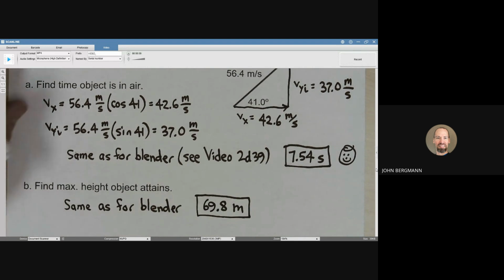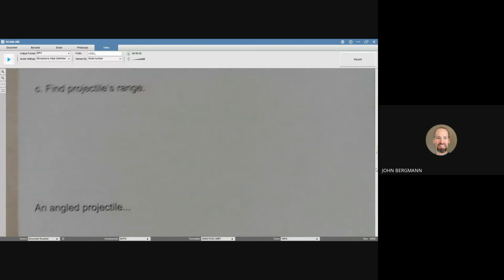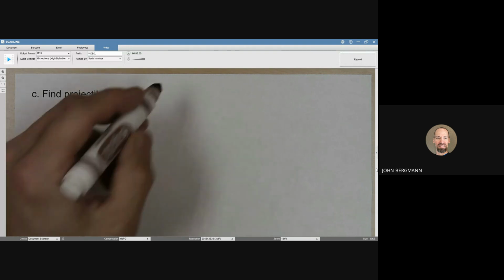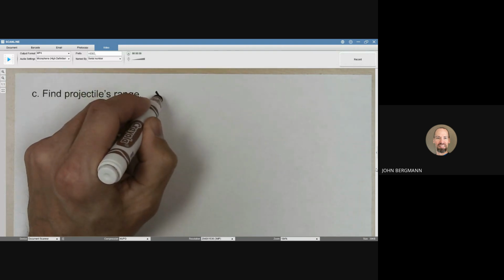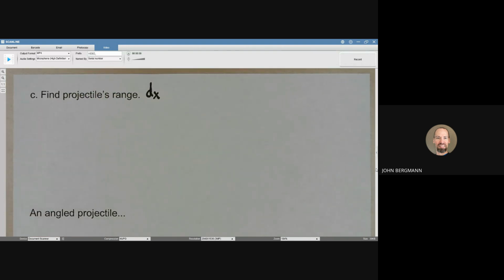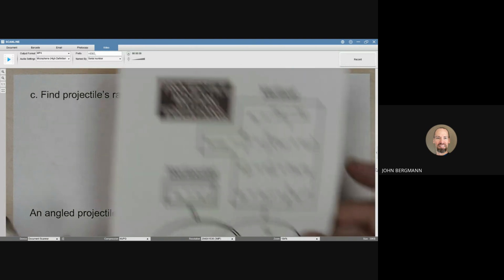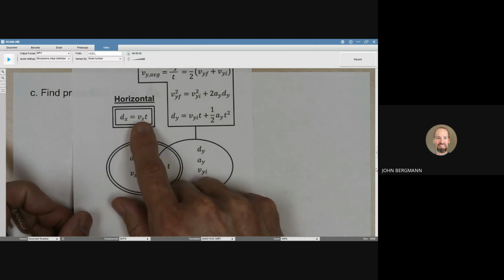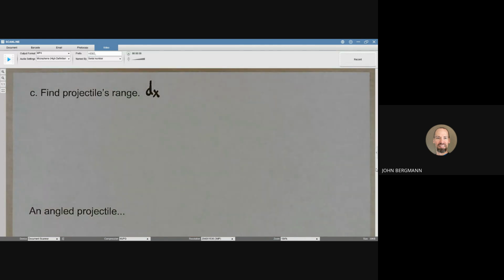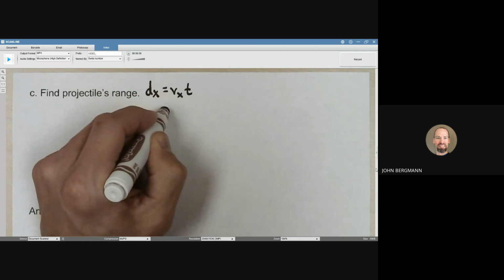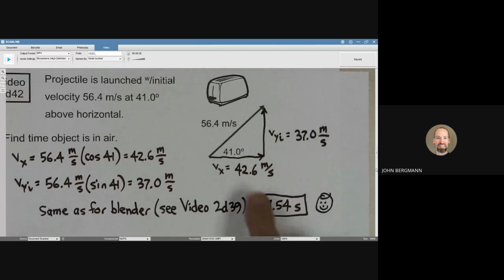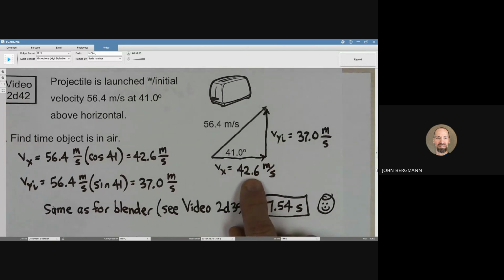What about the projectile's range? Now, the range of the projectile is dx. And how do you find dx? According to our little cheat sheet here, to find dx, you need vx, and you've got to multiply by time. We know what vx is because we just found it on the previous paper right there, 42.6 meters per second.